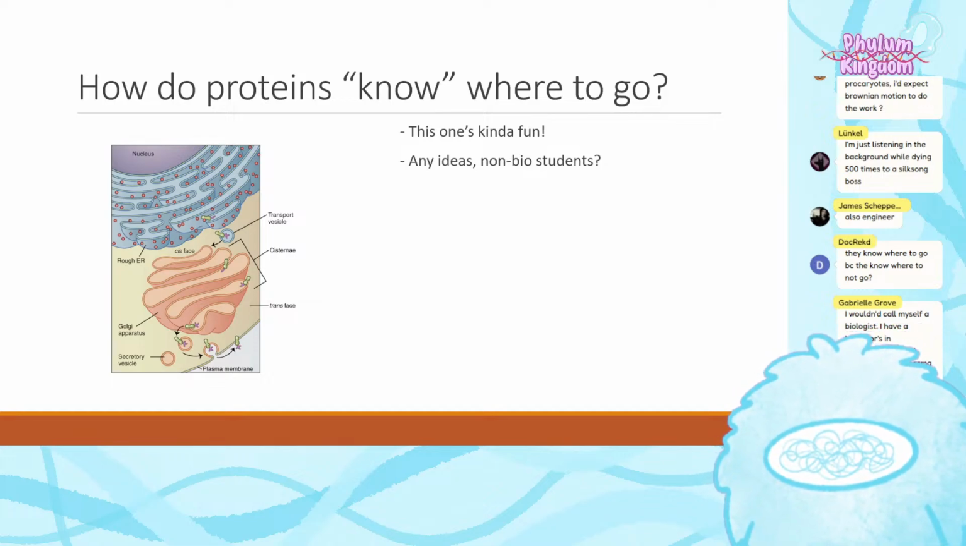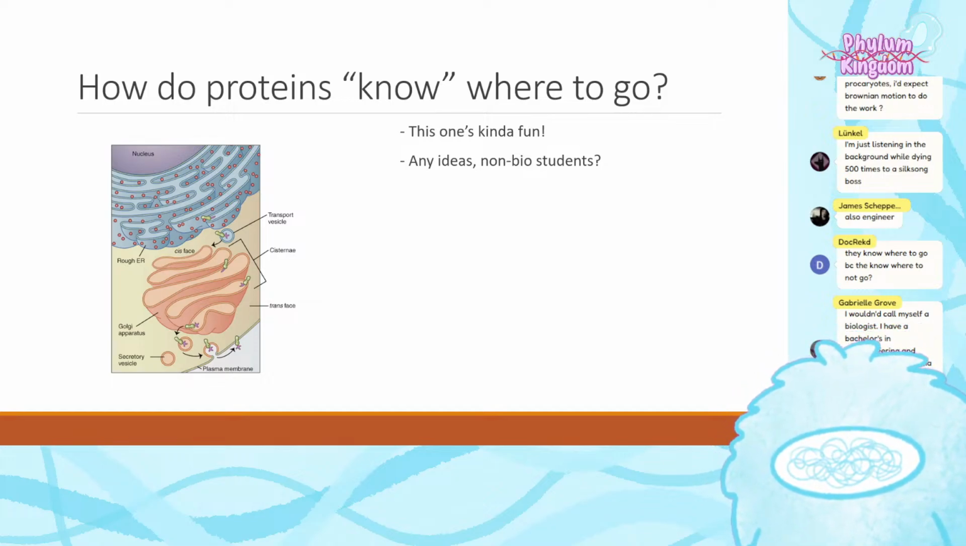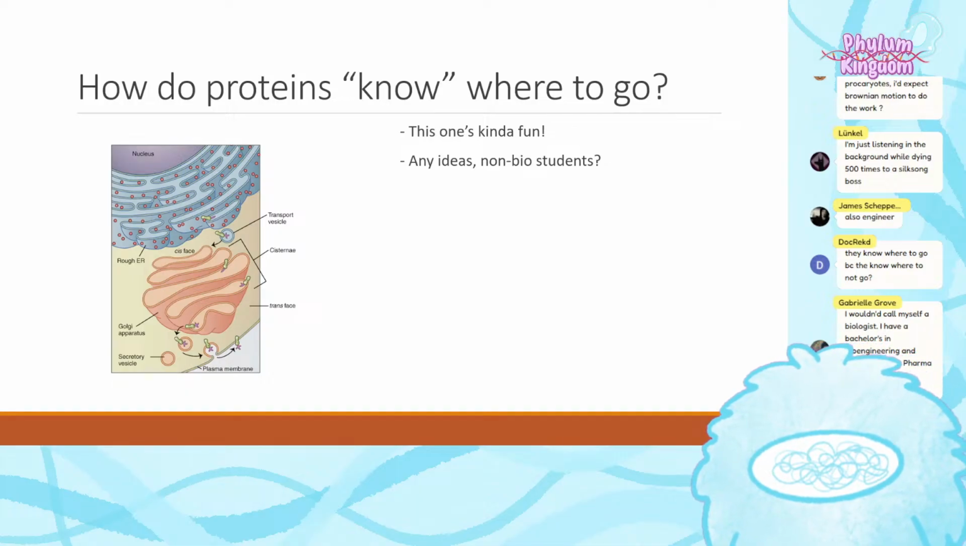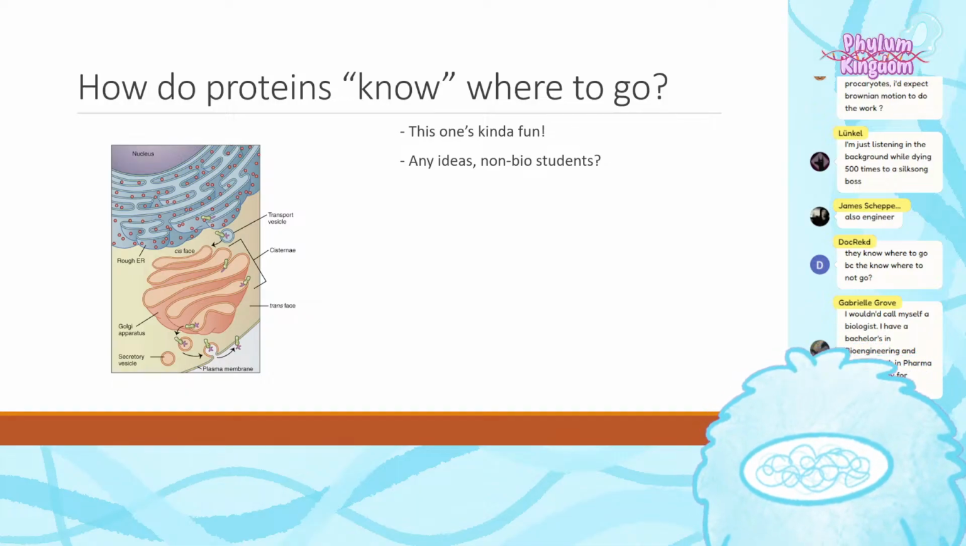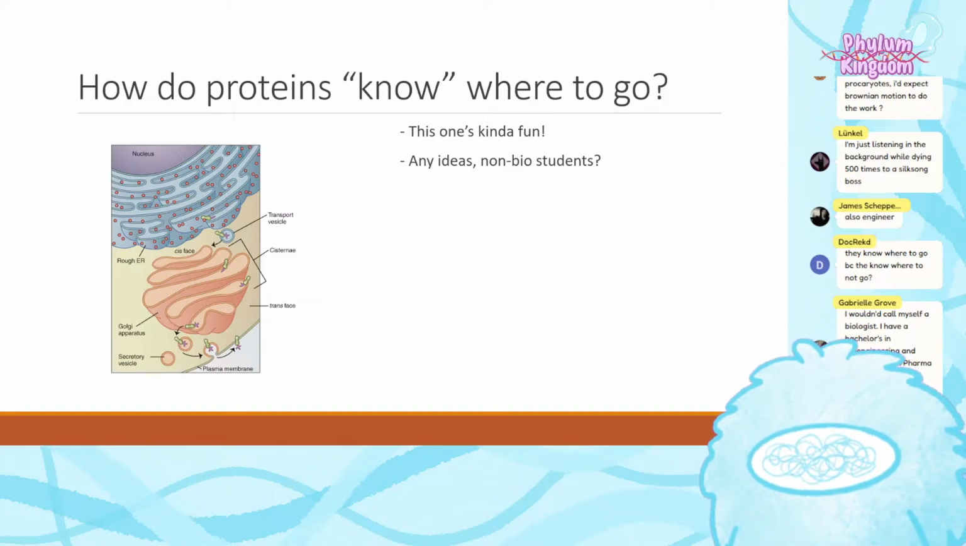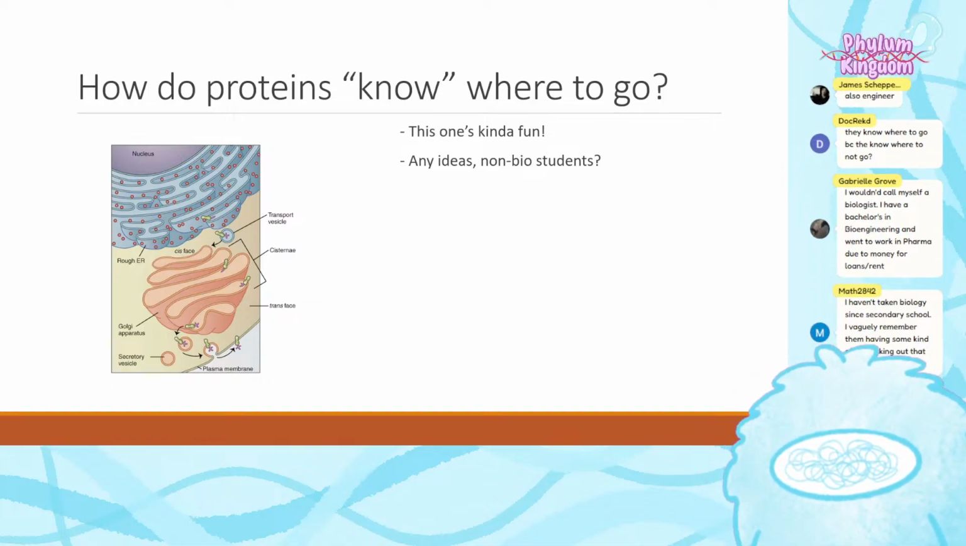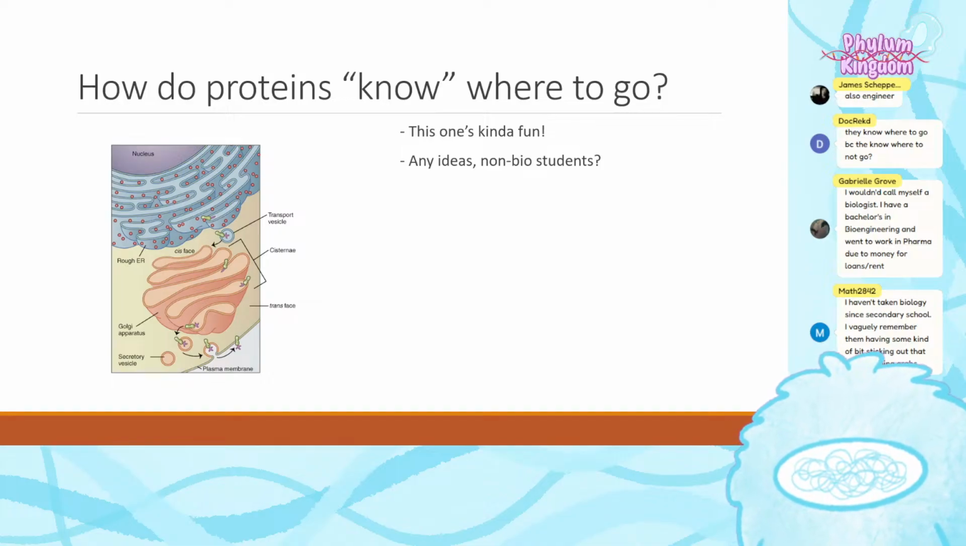I wouldn't call myself a biologist. I have a bachelor's degree in bioengineering, and I went to work in pharma due to money for loan/rent. Very, very cool. No, that's awesome. I mean, if you're a biological engineer, bioengineer. Oh, I see. Right, because there are different definitions of biological engineering and bioengineering. I see. Fair enough.